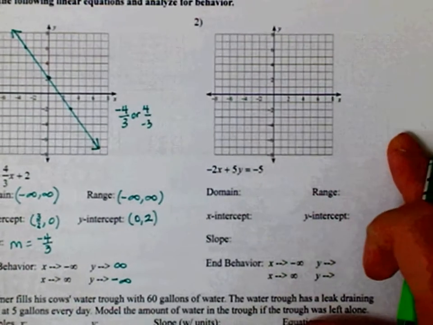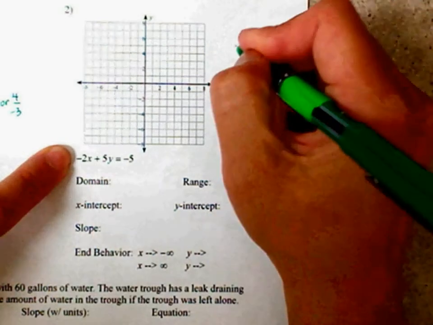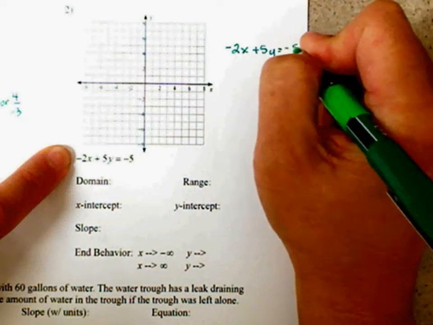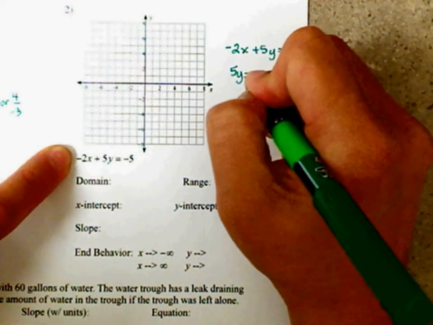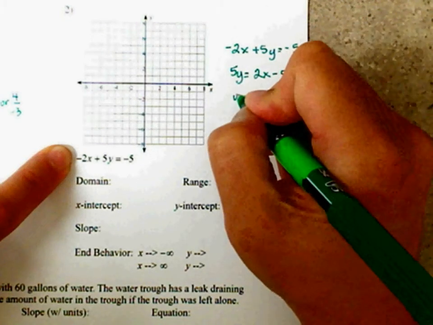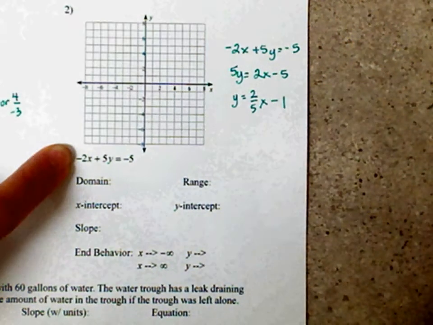Number 2, if you look, your equation is not in slope-intercept form, so we are going to rewrite it in slope-intercept form. So negative 2x plus 5y is equal to negative 5. Solve for y. So it'll be 5y is equal to 2x minus 5. Divide by 5. Y is equal to 2 over 5x minus 1. It is now in slope-intercept form.